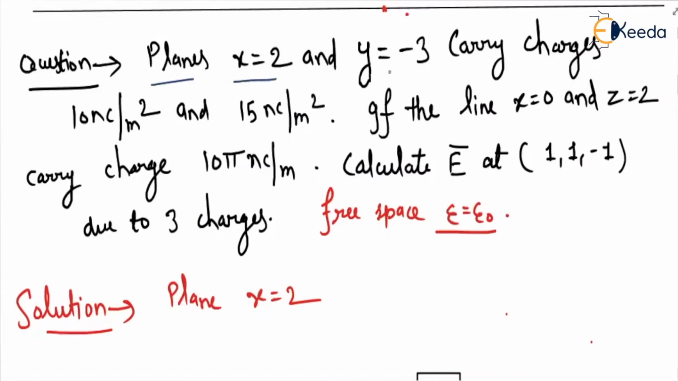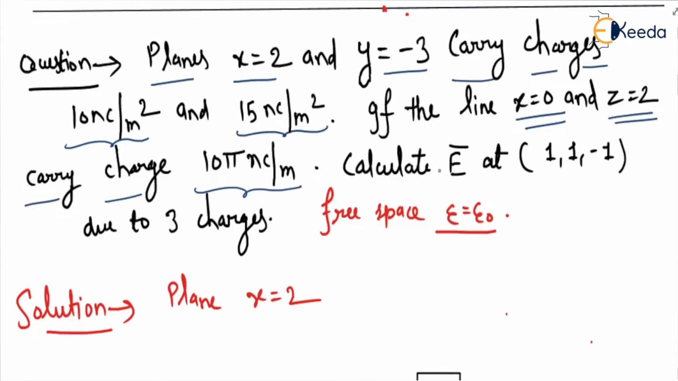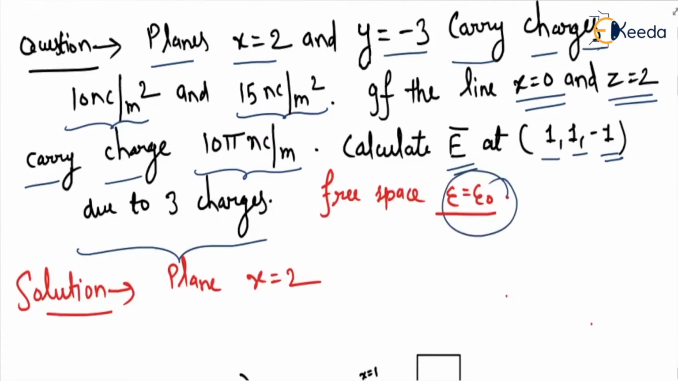Planes x = 2 and y = -3 carry charges 10 nanocoulomb per meter square and 15 nanocoulomb per meter square. If the line x = 0 and z = 2 carries charge 10π nanocoulomb per meter, then calculate the electric field at (1, 1, -1) due to the three charges. The medium is free space having epsilon equal to epsilon naught.